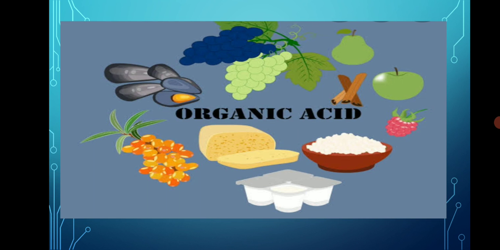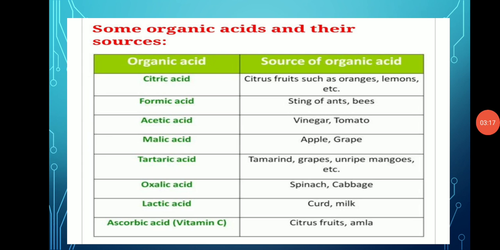Now the term organic acid. The acids which are naturally occurring and are found in plants and animals are called organic acids. Many fruits and vegetables contain organic acids. For example, orange, lemon, and amla contain citric acid. Guava contains oxalic acid. Grapes, tamarind, and gooseberries contain tartaric acid. Sour milk also contains lactic acid, and vinegar contains acetic acid.